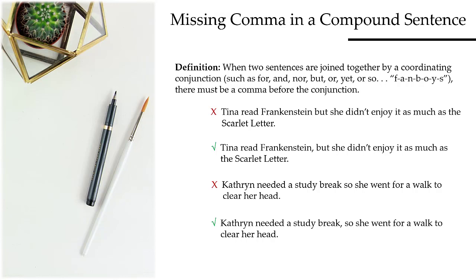Here's a similar second example. Catherine needed a study break so she went for a walk to clear her head. Again, we have two complete thoughts. Catherine needed a study break. She went for a walk to clear her head. It's not enough just to have the conjunction. We need the comma and the conjunction. So Catherine needed a study break, comma, so she went for a walk to clear her head. This would be the correct way.